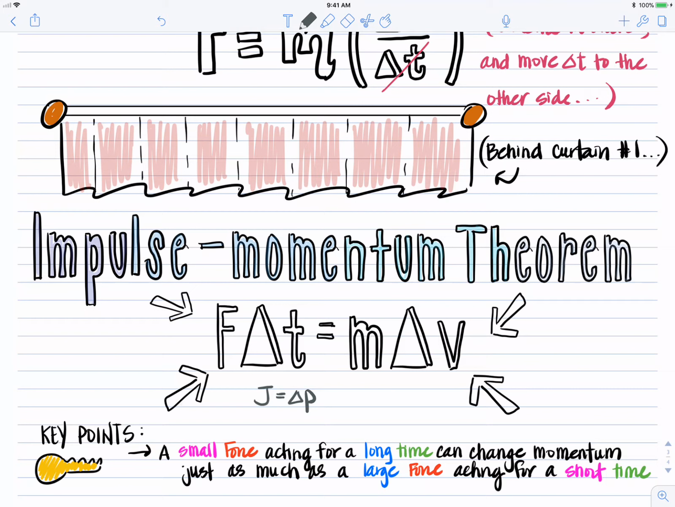So some key points that build upon the fundamental understanding of impulse and momentum is that since F delta t equals m delta v, a very small force acting for a long period of time can change the momentum of an object just as much as a large force can acting for a short amount of time.